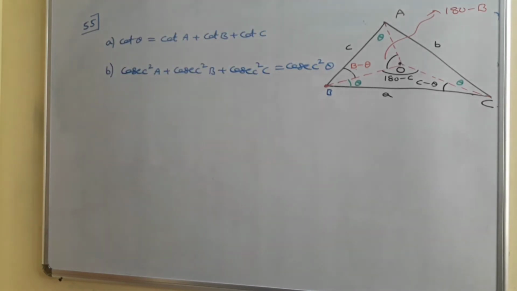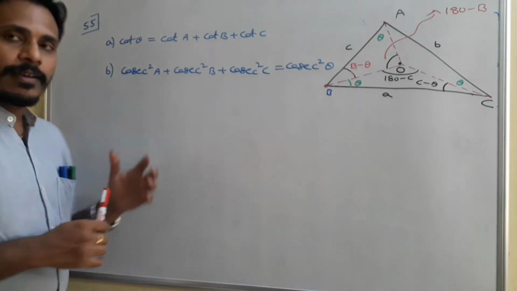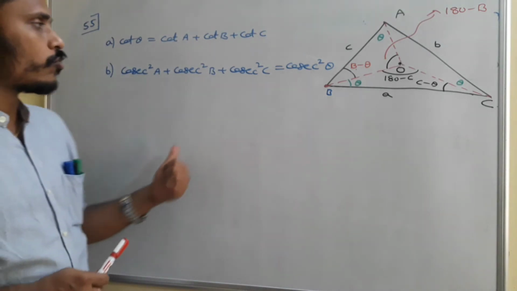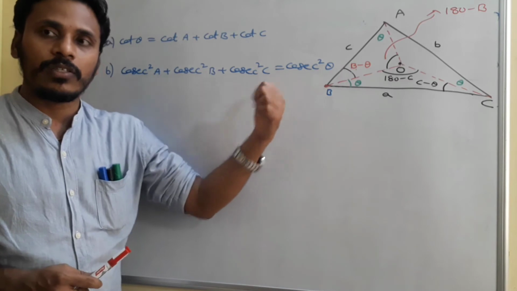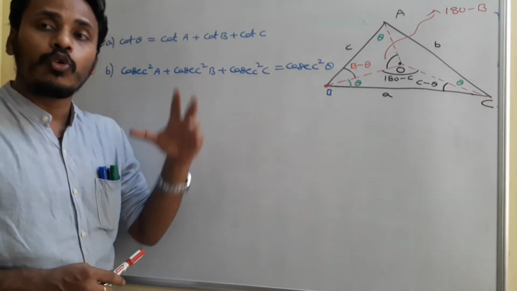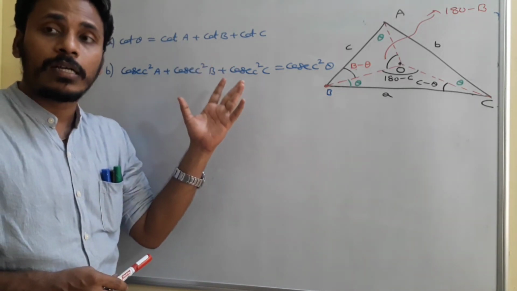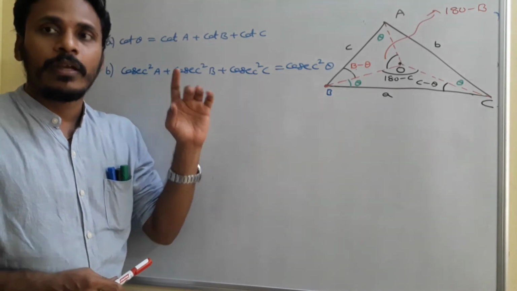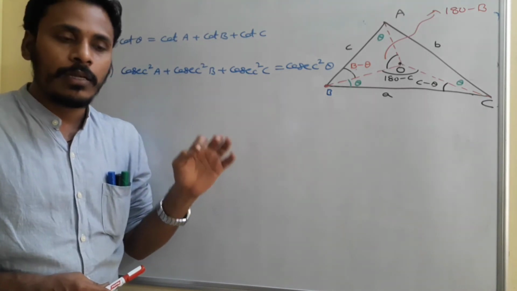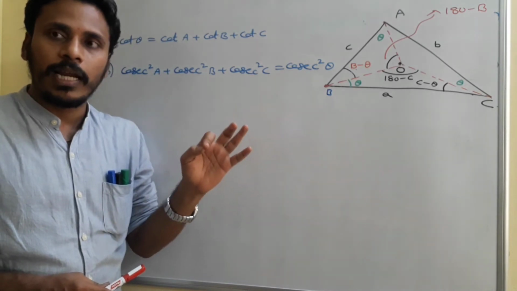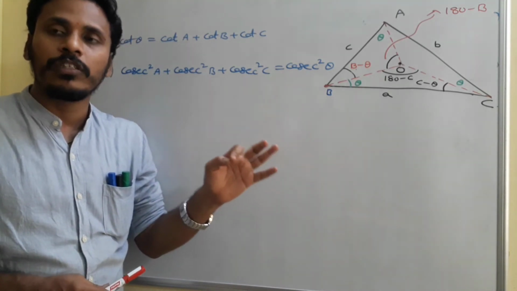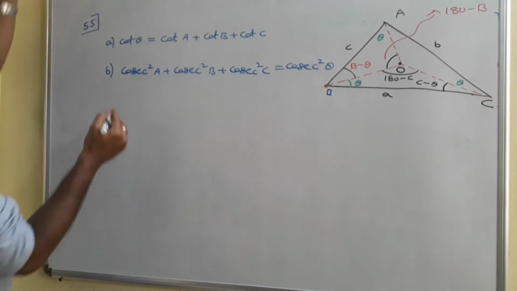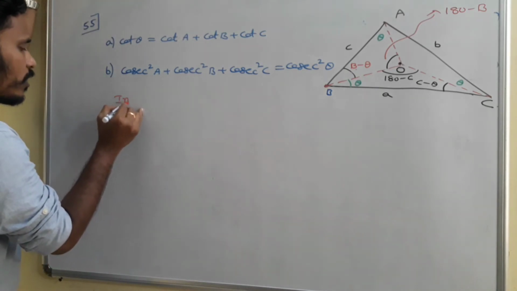So cot theta is equal to cot A plus cot B plus cot C is the first part, and the second part is cosec square A plus cosec square B plus cosec square C is cosec square theta. So we need to convert the given problem from cot to cosec, as well as we need to get squares for that cosec. To prove this, we need to utilize one basic property related to the triangle with the cot.